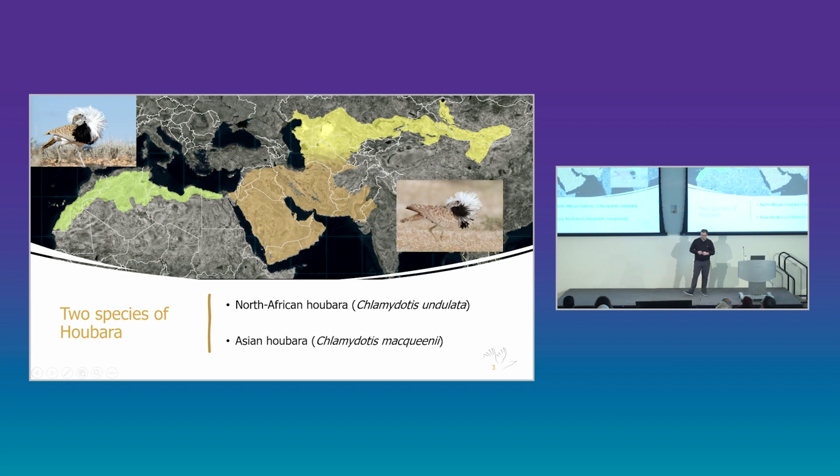The second species is the Asian Houbara, Chlamydotis macqueenii. Here you have a picture to compare two males, one North African Houbara displaying and one Asian Houbara displaying. This species also has a very large range, from the Sinai region to the Gulf region, Iran, Pakistan, all the way to Central Asia, Mongolia and China.